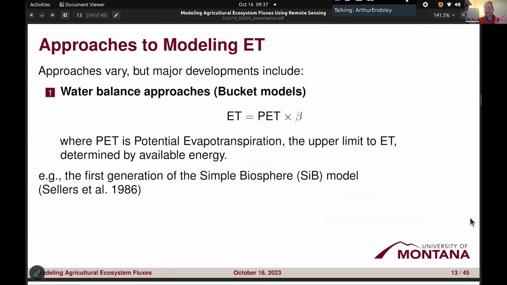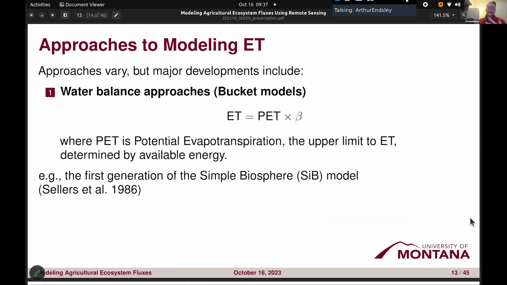So approaches to modeling ET have varied over the years, but the major developments that I think are worth discussing include water balance approaches. Similar to what I was just talking about with an energy balance, we could quantify the upper limit to ET, the maximum amount of ET that could be produced based on the available energy. We call that potential evapotranspiration. And in fact, the first generation of biosphere models took this approach.